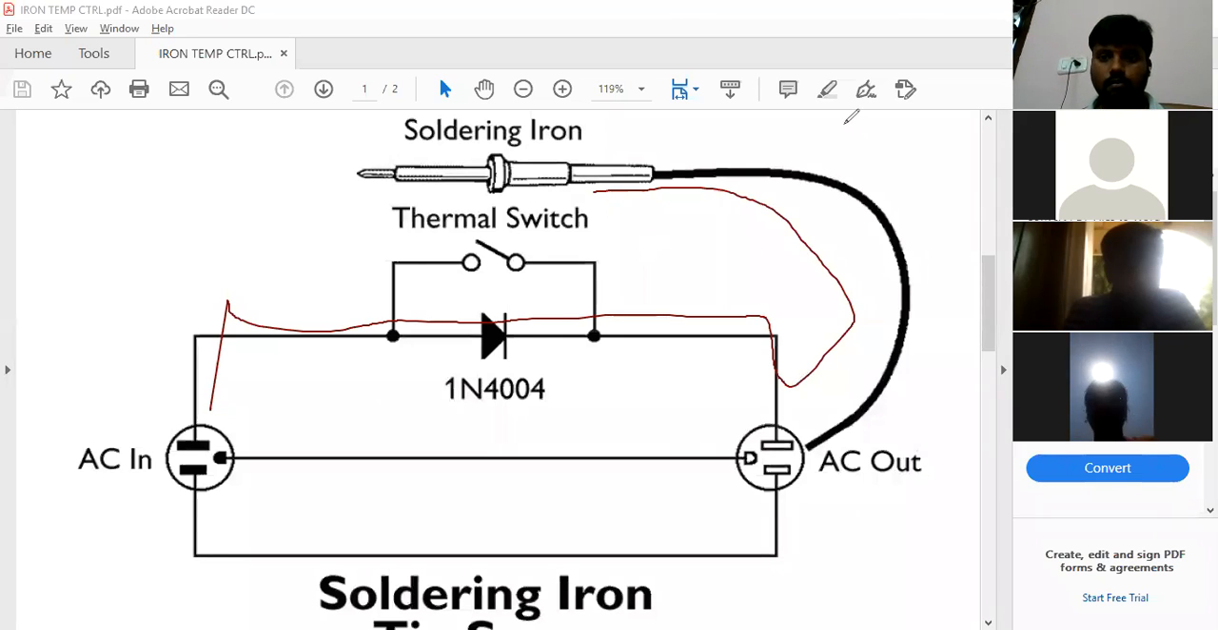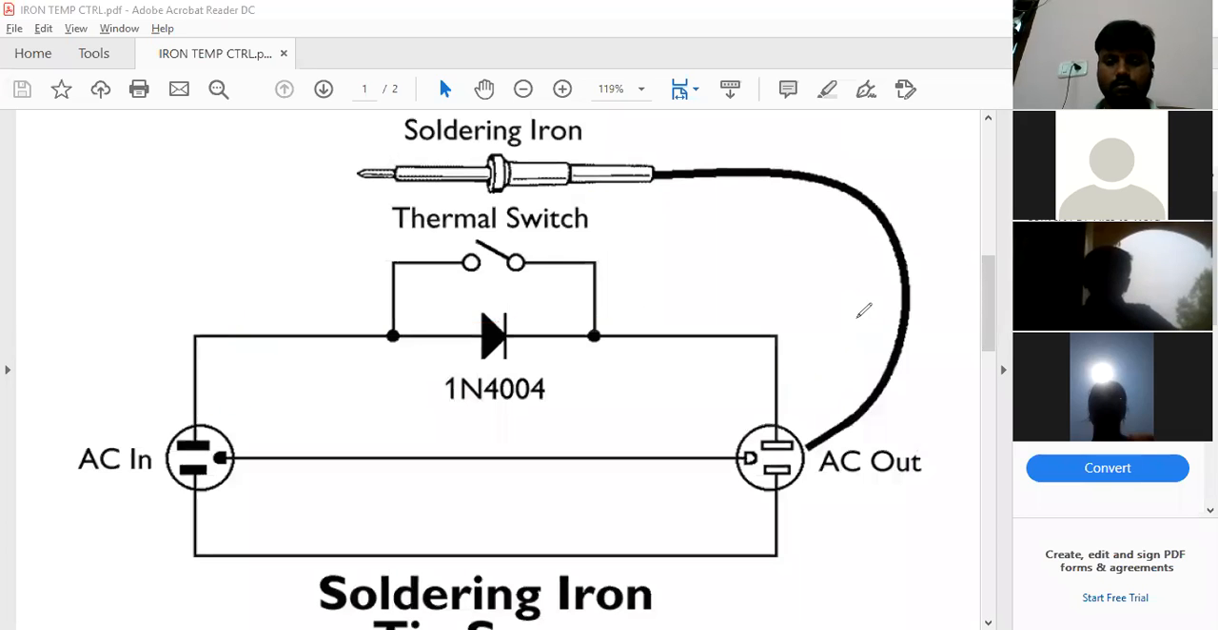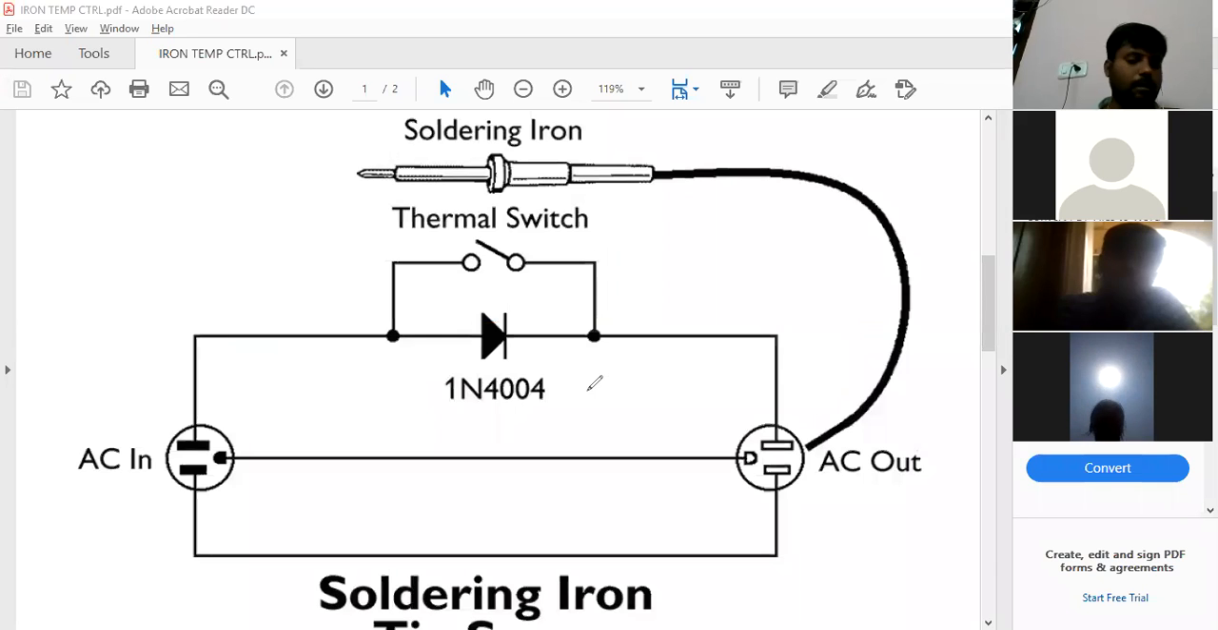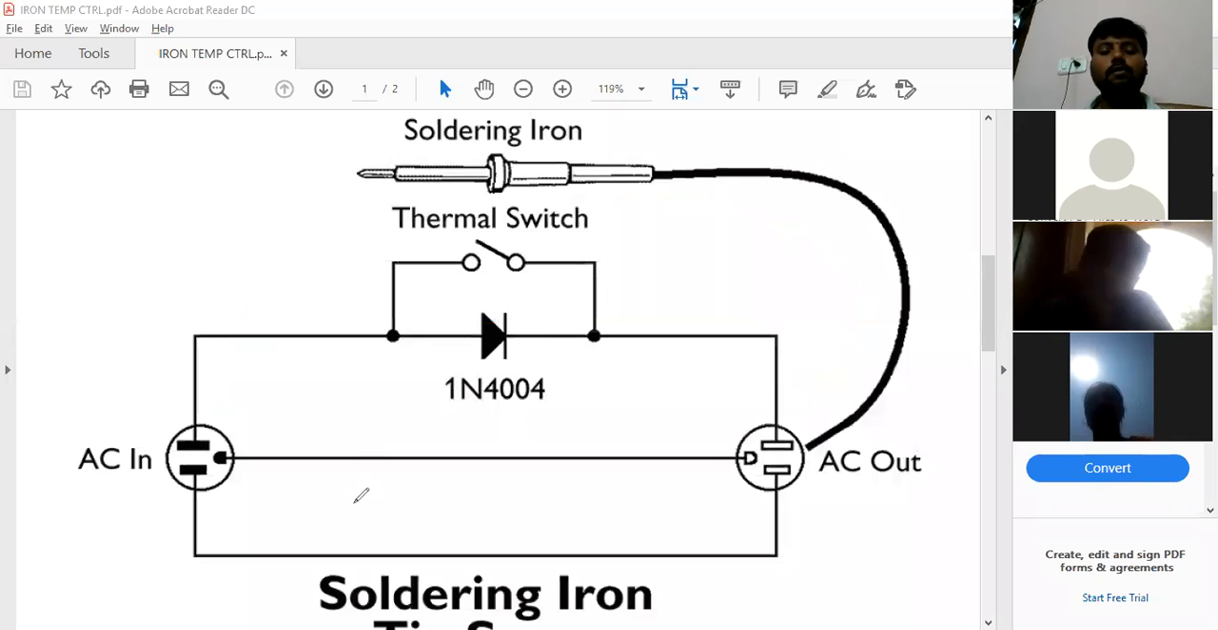Now let us go with another topic: temperature sensing using the diode. The same diode is used to sense the temperature in circuits. Because of its thermal properties, it can also be used in thermometers.